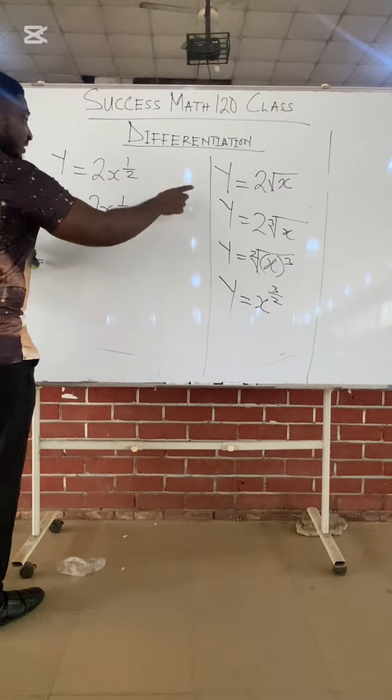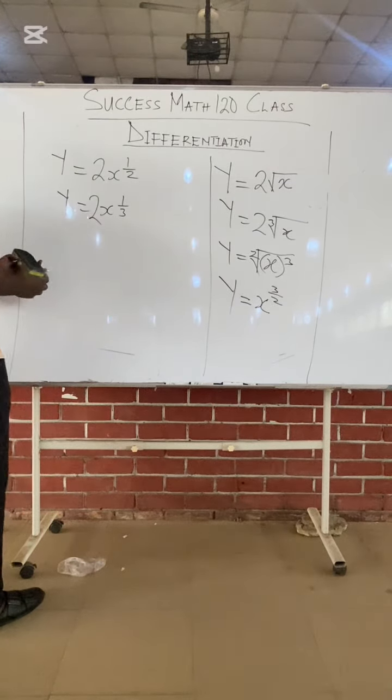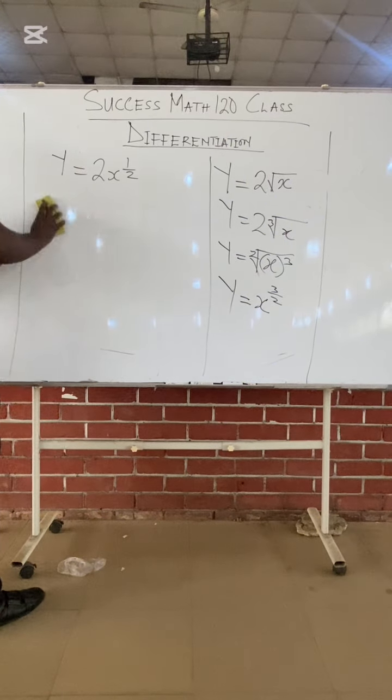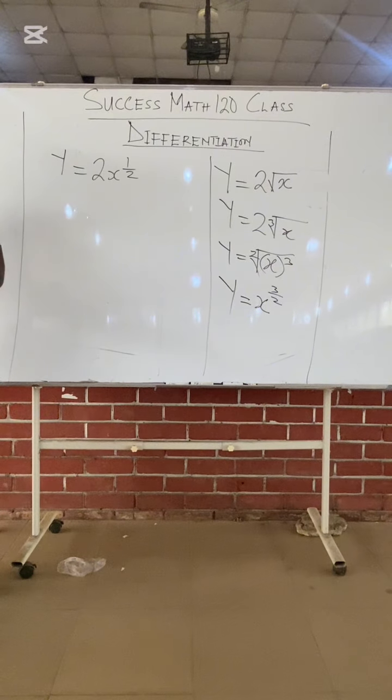So let us solve from this. I will differentiate everybody here. Let us start with 2 root x, which is 2x raised to power 1 over 2. Please do it. Don't forget, do it.